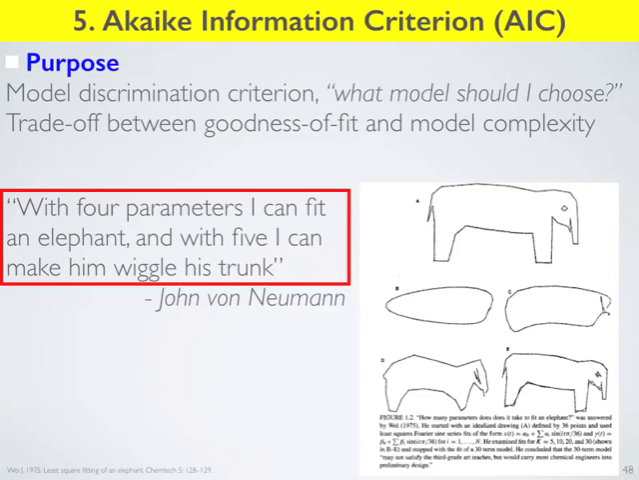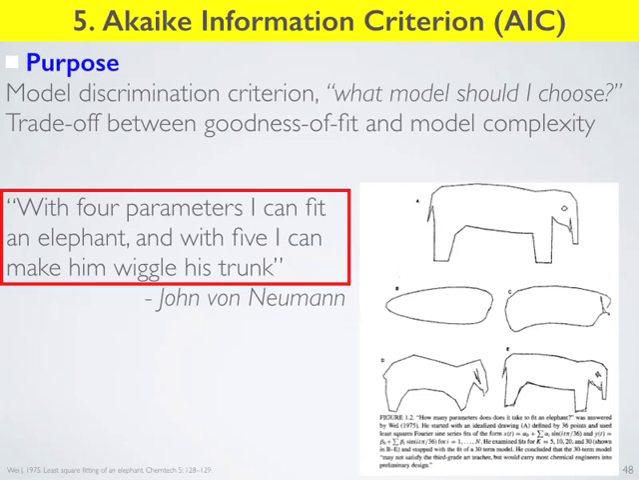Clearly, as your model gets more and more complicated, you're going to do a better job of fitting the data, but at the expense of having a more complicated and difficult to interpret model. So what is the best trade-off between fitting the data and model complexity? The AIC answers this for you in a very quantitative and simple way.